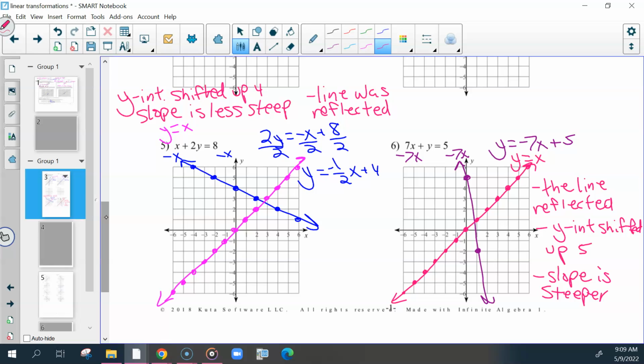I'm kind of confused on trying to find the y-intercept shift. You just look at the y-intercept. Because it was 0 and now it's 5, or now it's 4, or whatever it is. So we're looking at the y-intercept after this is done. Do we have any other questions on this?